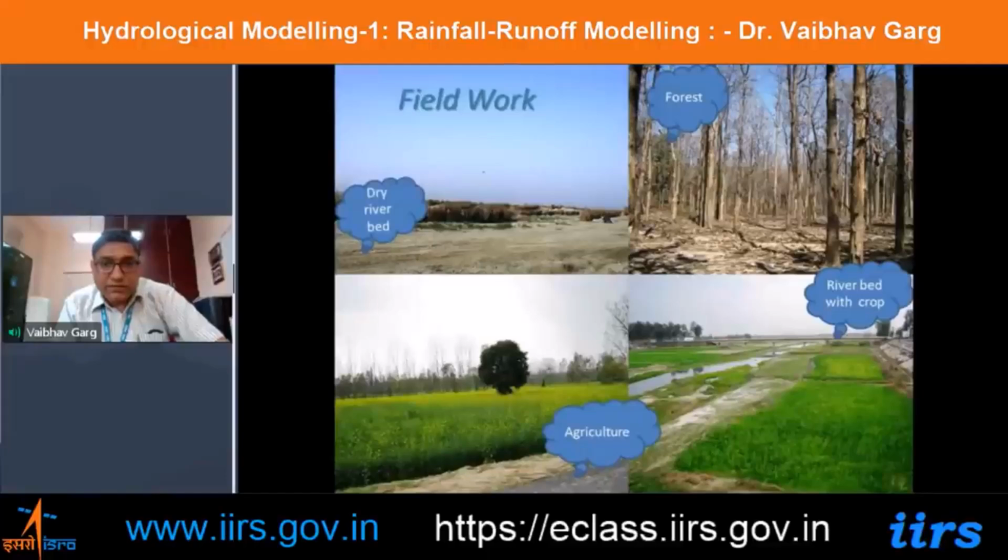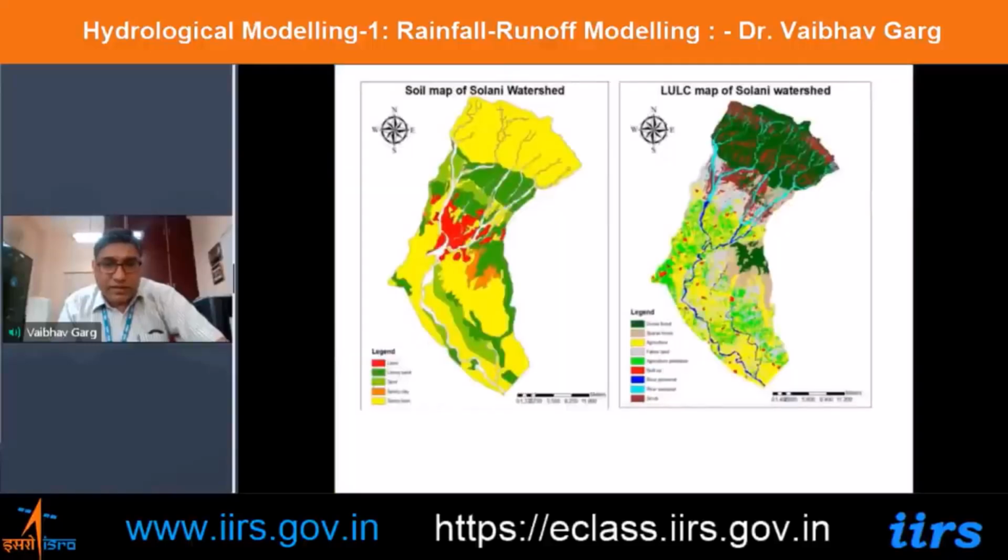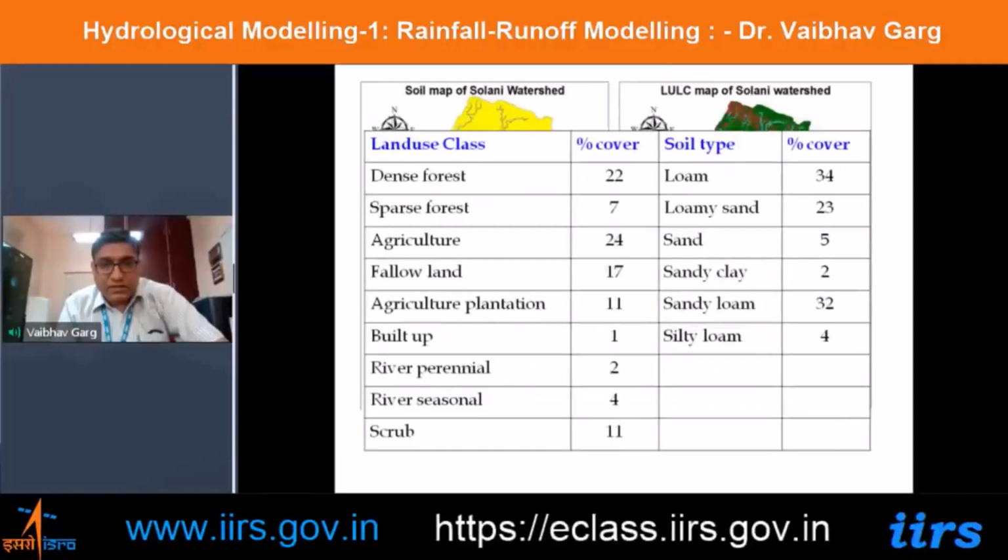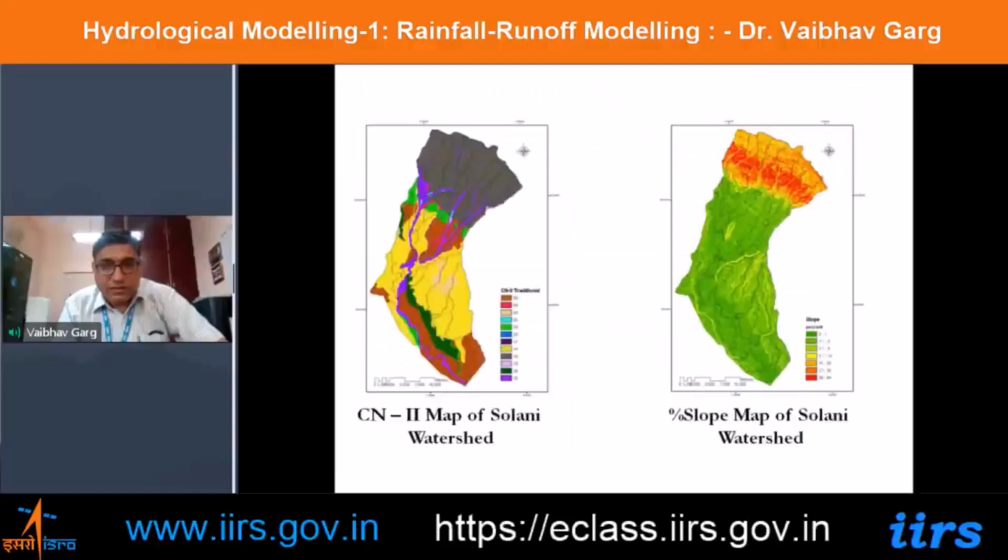Then we did the field work to validate our land use land cover mapping, and this is the land use land cover map and soil texture map of the study area. And this is the coverage of the different classes identified in land use and soil type, how much area they cover within the watershed.